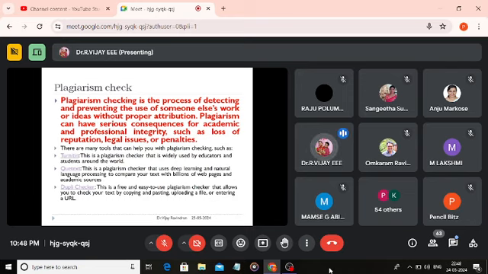So plagiarism checking. We have Turnitin as the best software, the worldwide used software.